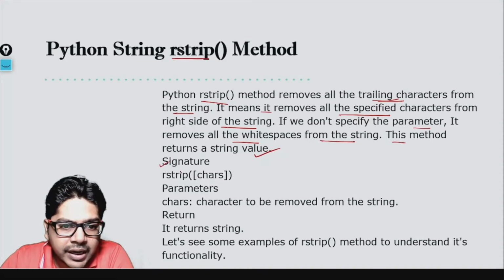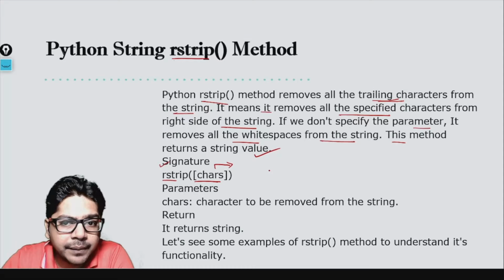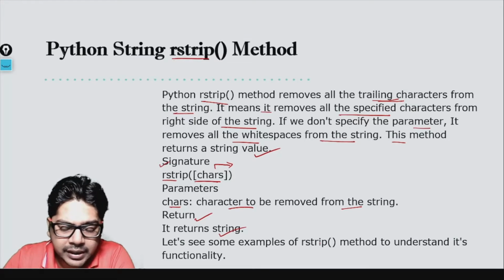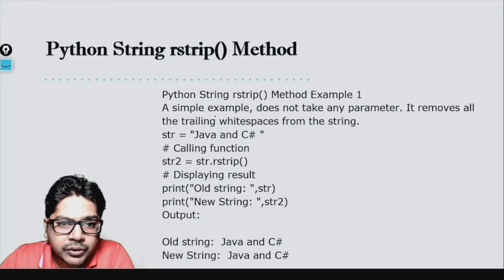The signature is rstrip and then you provide a character. Now this is optional. If you do not provide it, it will remove all the white spaces. The character in the parameter is the character to be removed from the string, and it returns a complete string. Let us have an example for this. A simple example which does not take any parameter will remove all the trailing white spaces from the string.